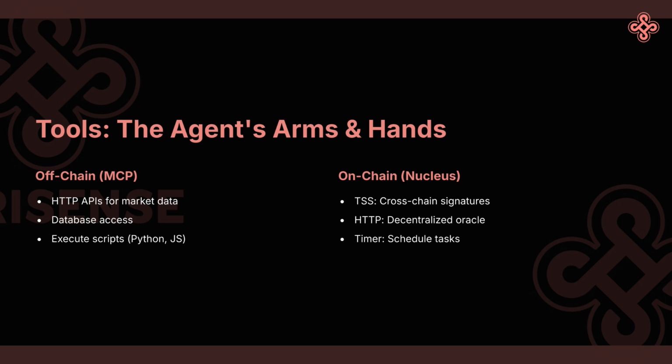Next, and more importantly for trustless systems, we have on-chain tools. These are provided by the Verisense Nucleus. They let agents operate in a secure and decentralized way without relying on external trust.